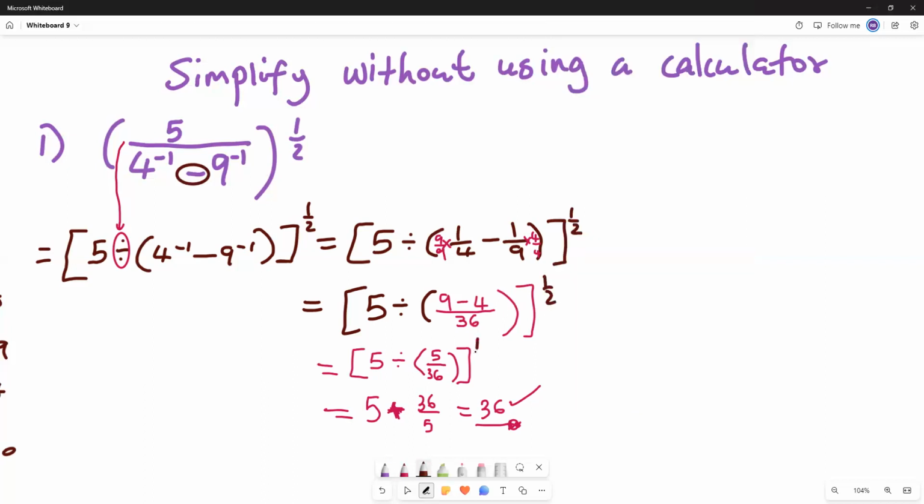But remember, I had forgot the half here. Remember, half means this is your root. So I have square root of 36 to the power 1, which is basically the 6 that we got when we were verifying on a calculator. That makes sense, ladies and gents.